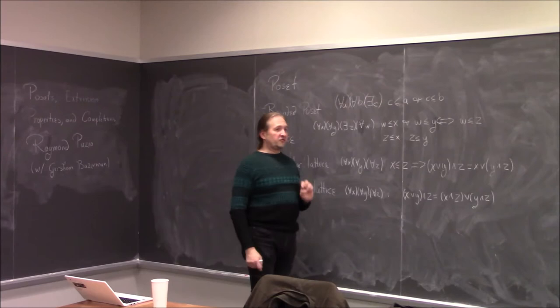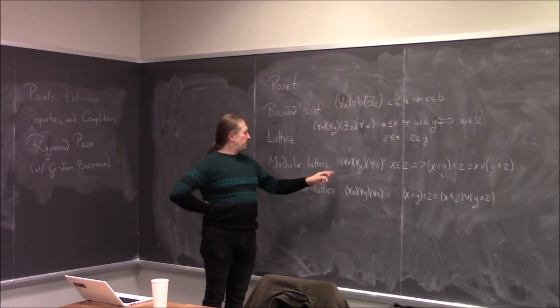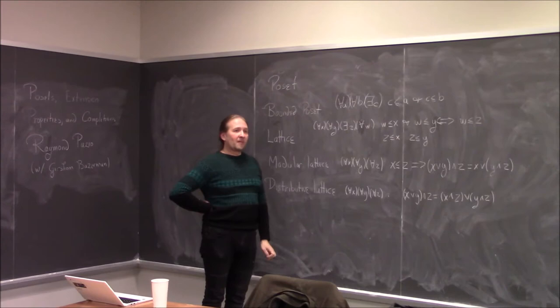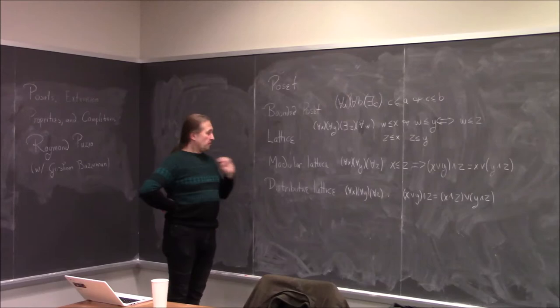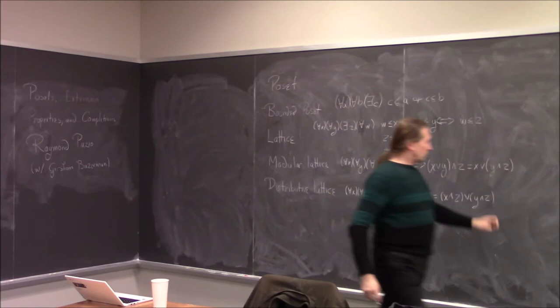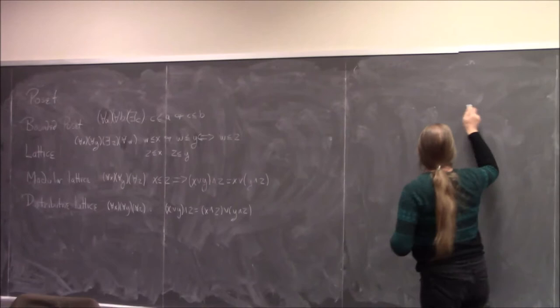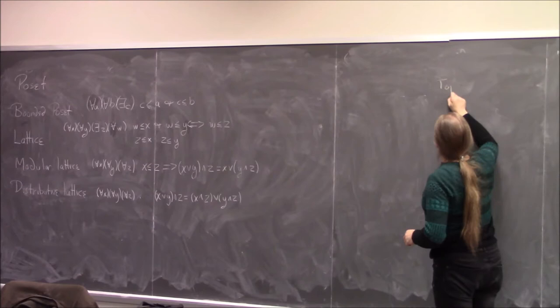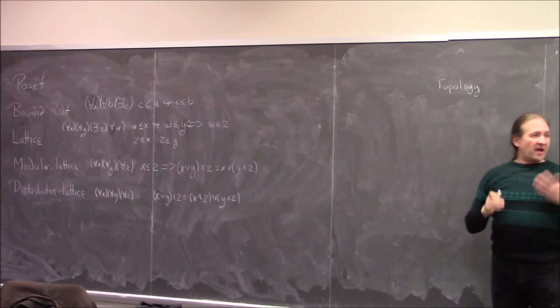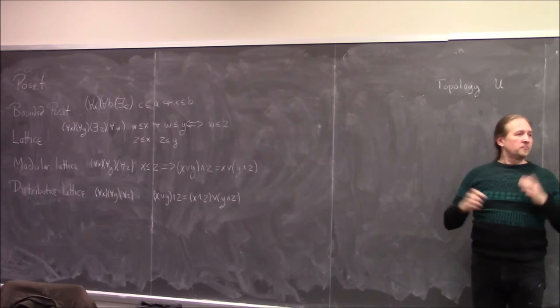However, let me mention areas of math where they showed up, especially explaining this somewhat mysterious looking modular law. If you think geometrically and algebraically, one way of thinking about it is that if you do topology, you have a lattice of open sets. Let me just do it over here. In topology, you want to have a lattice of open sets, and those form a distributive lattice.